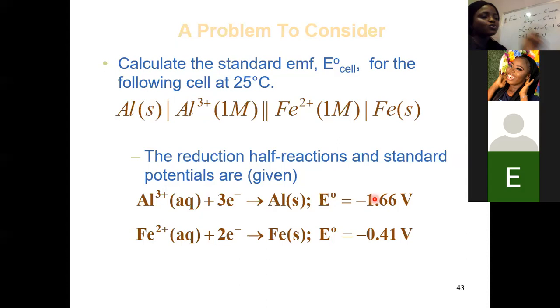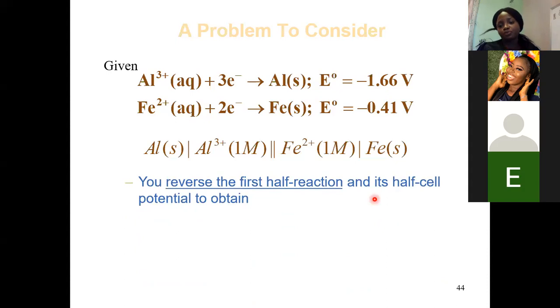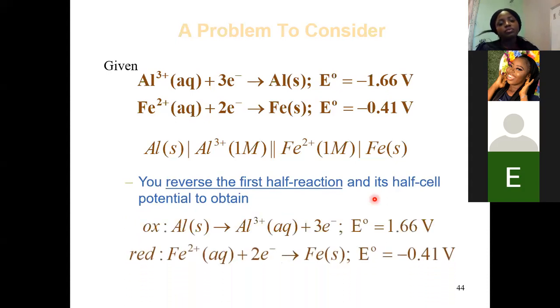But if you decide to now go through E naught is equal to reduction potential of the cathode plus oxidation potential of the anode, then you have to go through the process. So we have this on the slide. What you have is aluminum 3+ going to aluminum, 0 state. The first thing you need to do is to identify which is your oxidation and which is the reduction.